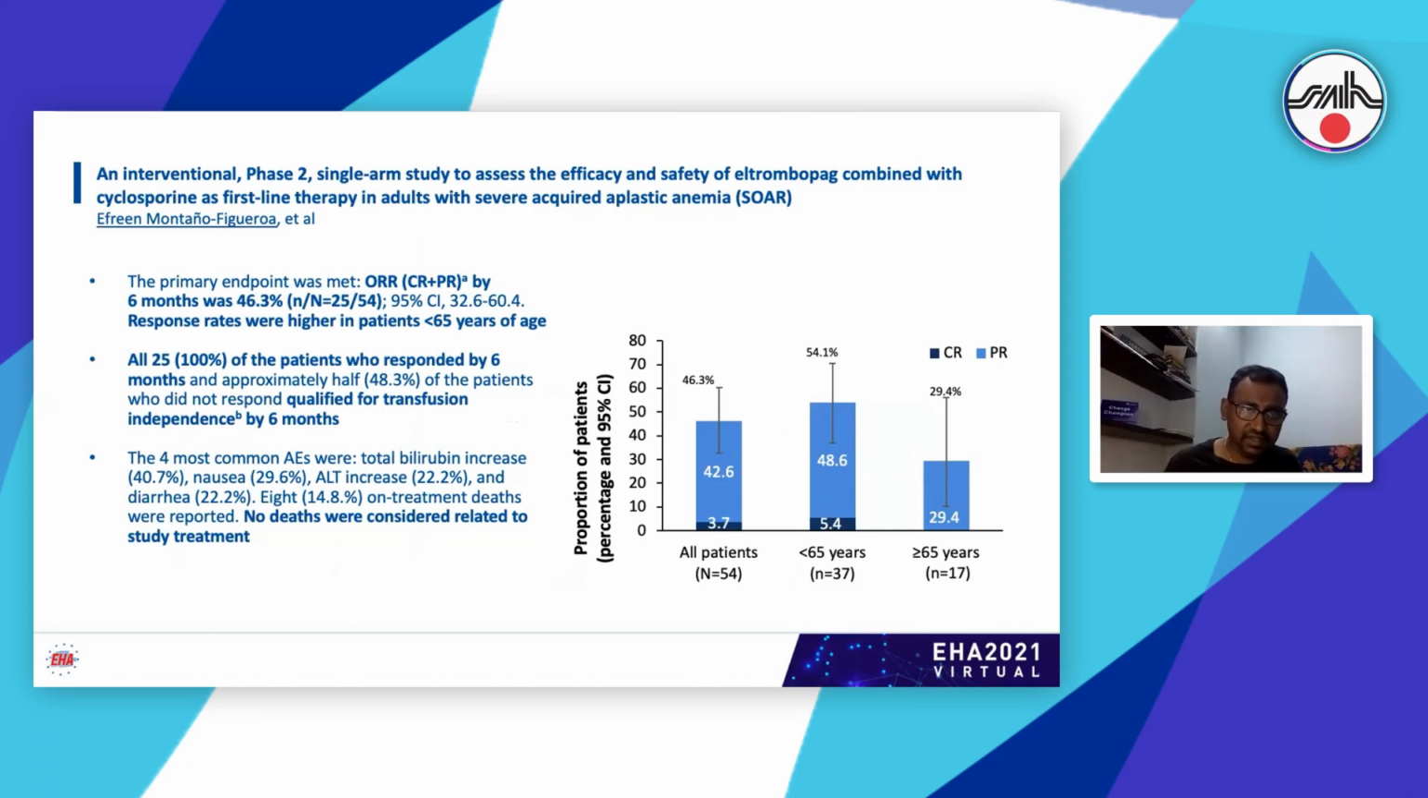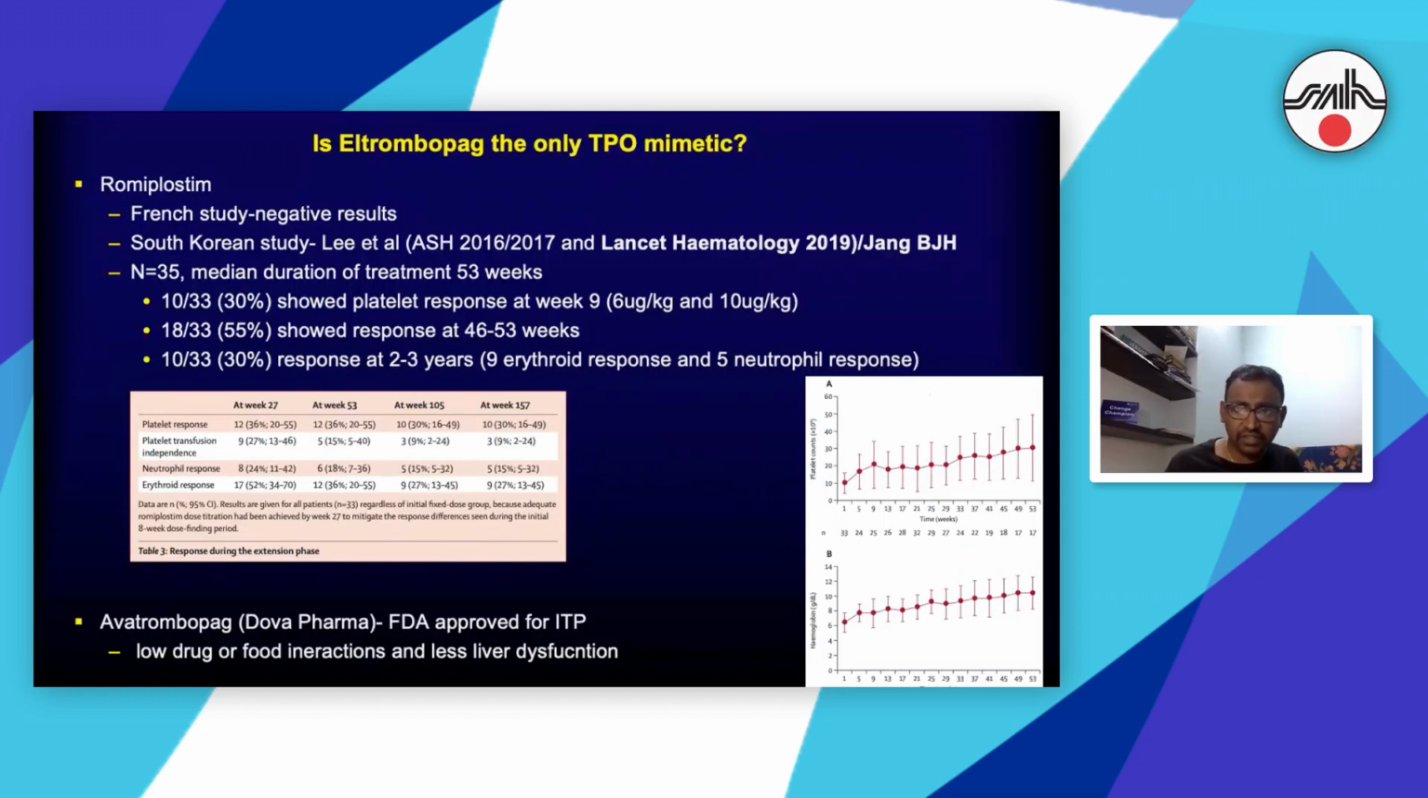So that is why this data is quite important, and we need to see the full data, which is looking at eltrombopag with cyclosporin as first-line therapy in adults with severe aplastic anemia, with an overall response rate of up to 46%, with responses being higher in people less than the age of 65, and very well tolerated, with no deaths considered related to the study treatment. And quite a few patients qualified for transfusion independence, even in patients who did not show a CR or a PR by this criteria.